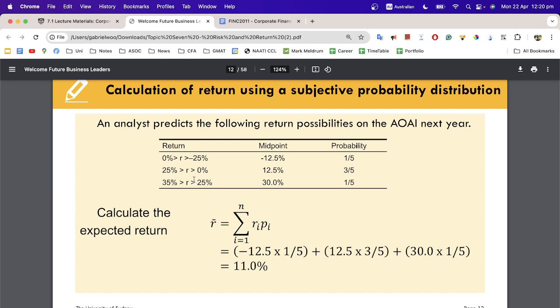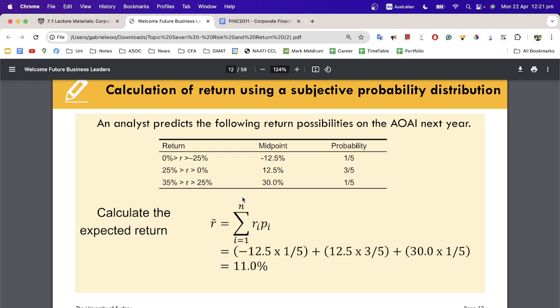And a 25 to 35% return, we have a 20% probability. And for a 60% probability, we have anything between 0 and 25%. So here we could take the midpoint and attribute our subjective probability to it, and then we get an expected return of 11%.